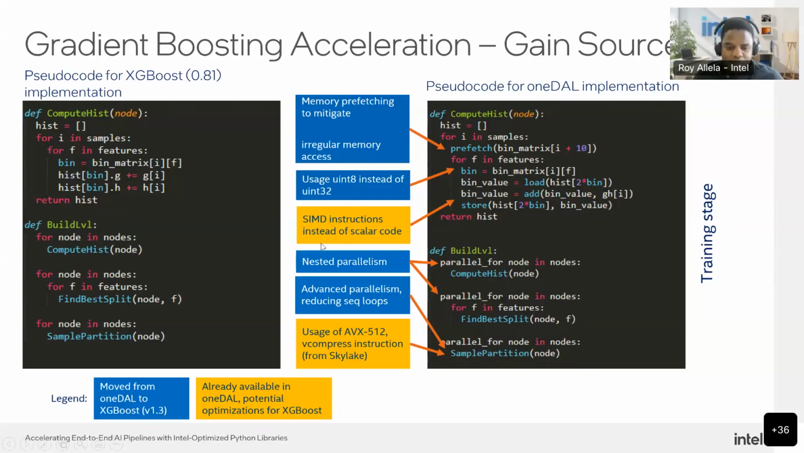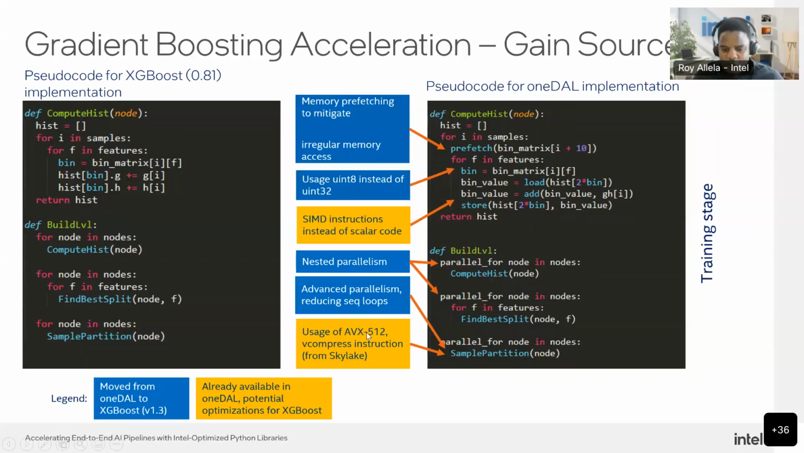Then also the use of SIMD instructions, single instruction on multiple data, instead of scalar code. This is able to work on multiple data in a single run. Thus, through vectorization, you achieve better results. Better loop unrolling and parallelism is also part of the optimizations that we offer.